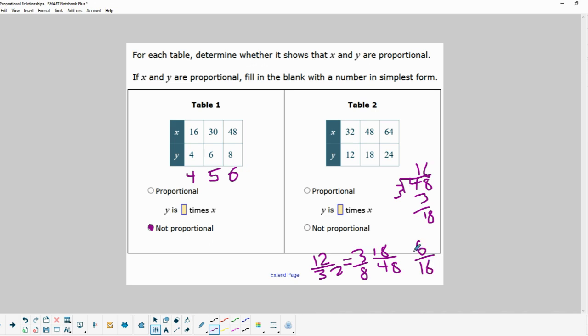Oh, I'm noticing if I divide each of those by 2, I missed a number. Divide each of those by 2, we'd get 3/8 as well. So this is proportional, isn't it? And the y is 3/8 times x. And that's how we got that 3/8 was doing y over x.